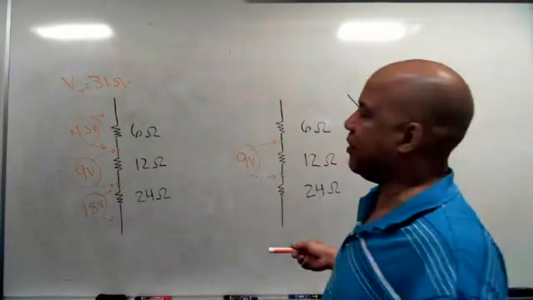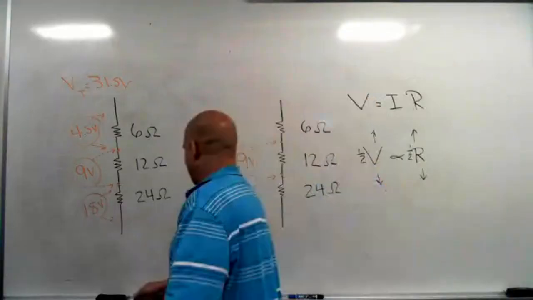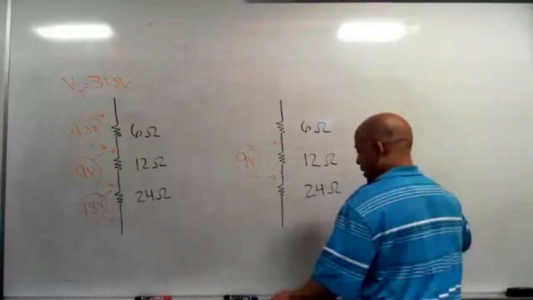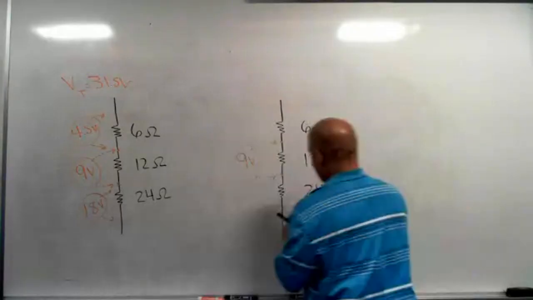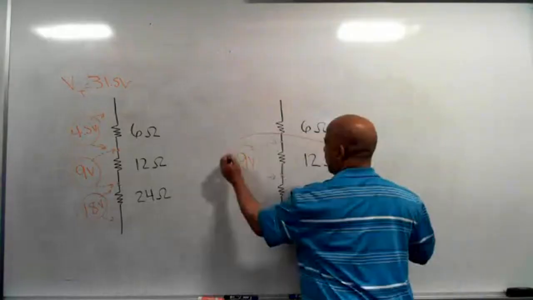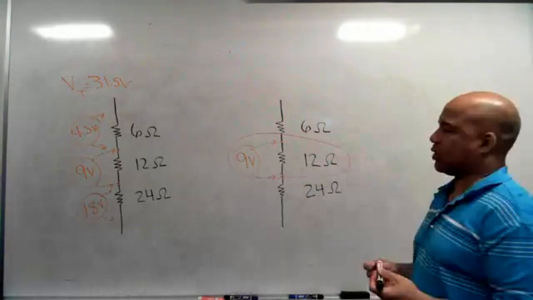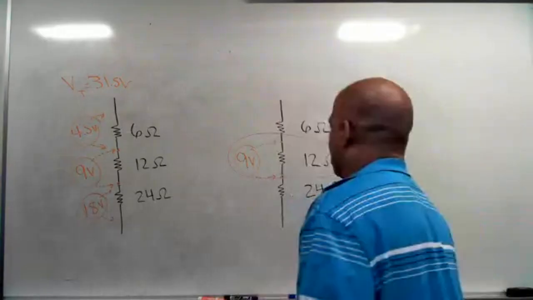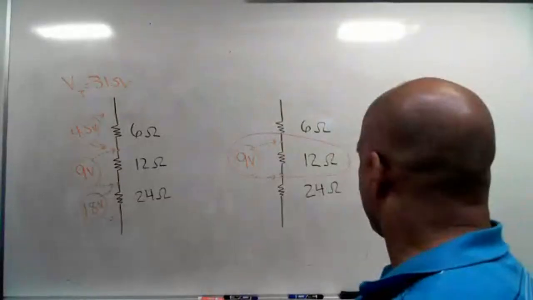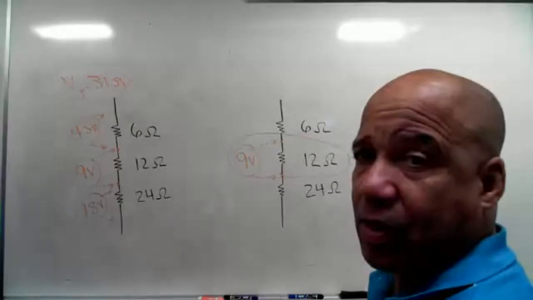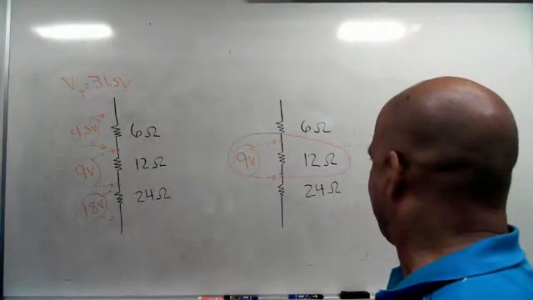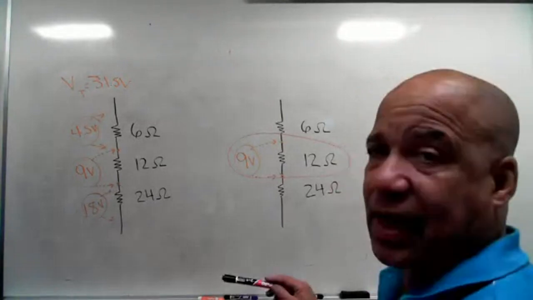But let's just say you didn't know that, you didn't see that, and we had to figure it out another way. So you say, well, I'm going to focus on the place in the circuit where I have the most information, which is right here. What I know about that 12 ohm resistance is, number one, the resistance is 12 ohms, and number two, I know the voltage across it is 9 volts. So I can find a lot of things. I can find the power dissipation, but that's not going to help me.